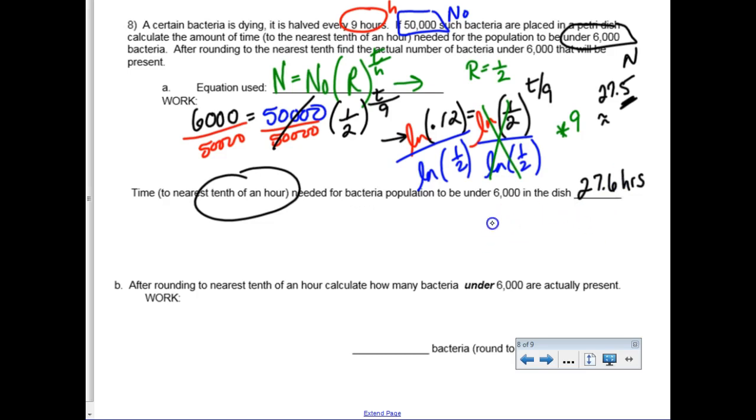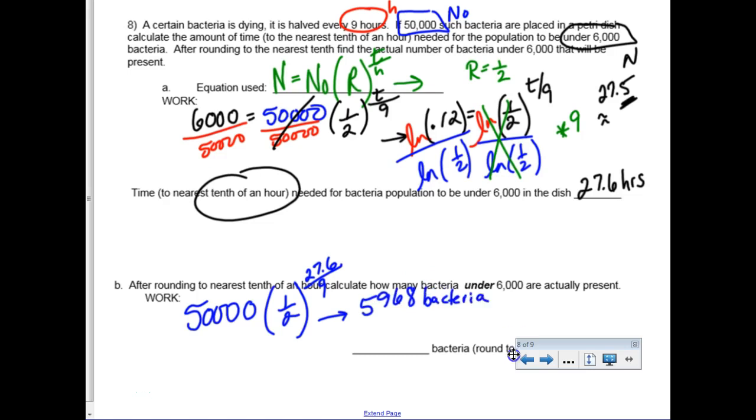And then they want you to actually figure out how far under you are. So using this for t, you're going to calculate 50,000 times 1/2 or 0.5 to the 27.6, make sure it's 27.6 over 9 hours. And on your calculator, that comes out to roughly 5968 bacteria when you round to the nearest whole bacteria. So the question is not how many bacteria do you have, but how many are you under 6,000? So quick little subtraction problem, 6,000 minus 5968 gives you about 32 bacteria that you were underneath.